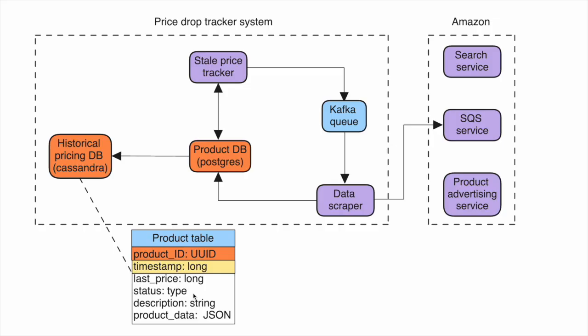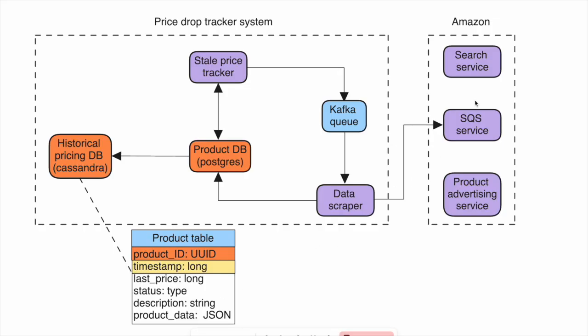This way, multiple stale price trackers would know that these specific products, even though the price is stale, are already in process. So walking through the whole workflow one more time, our stale price trackers, we would have multiple instances. They would be running just a range query on our SQL database, checking for the stale price and the status not scraped. And then all the data would be sent to the Kafka queue. That operation is reliable once Kafka acknowledged the message. And from there, the data scraper would receive that message and send it to the SQS service.